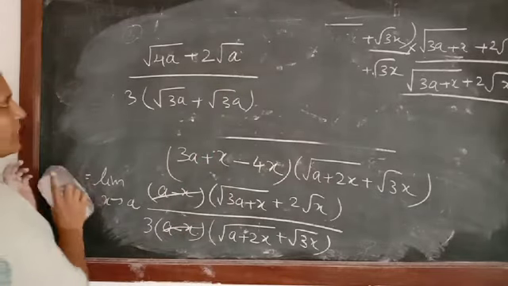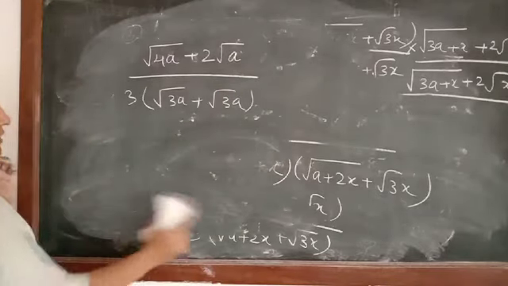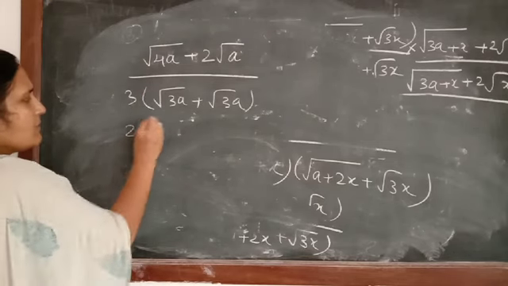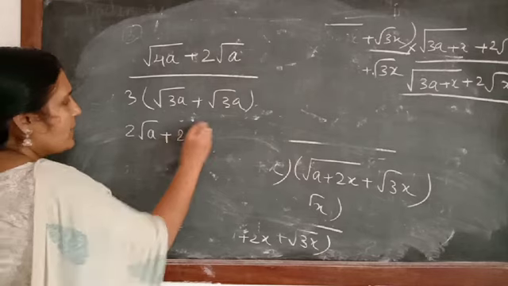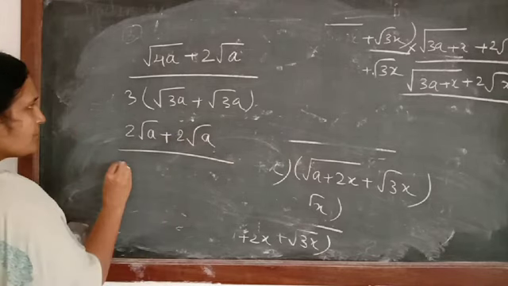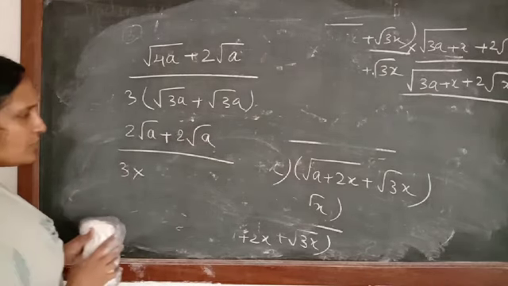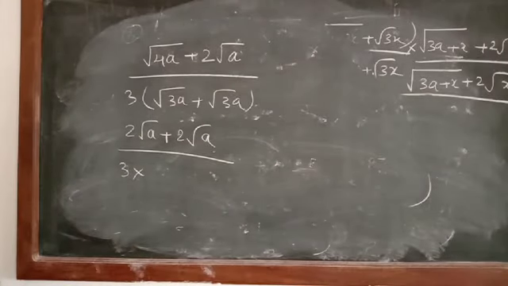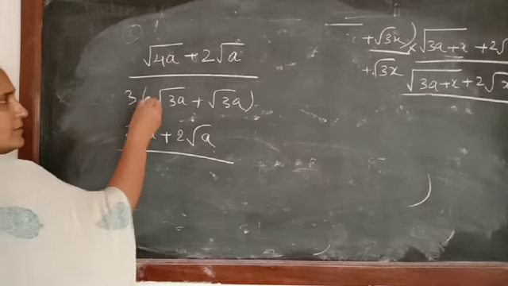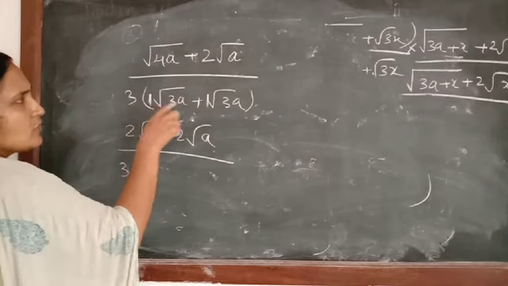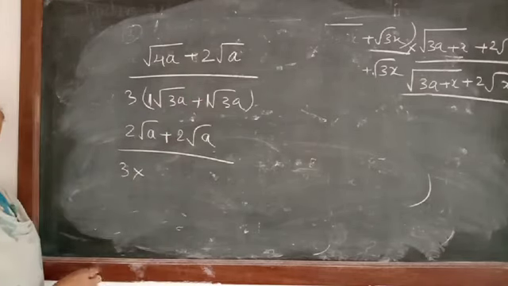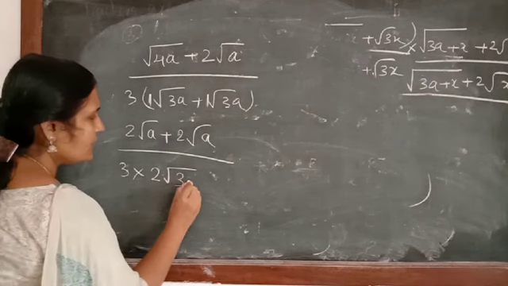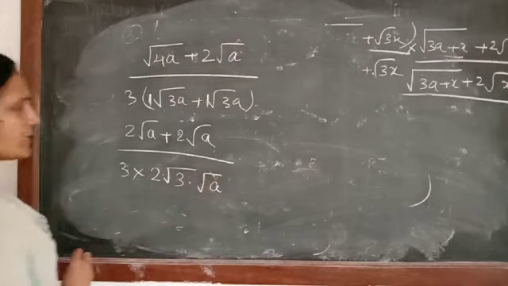Now we can simplify it. 4 root a, how we can rewrite that? Square root of 4 is 2. So it can be written as 2 root a plus 2 root a, by 3 into here root 3a plus root 3a. What will be that one? Root 3a plus root 3a, the number is there means that is 1. So 1 root 3a plus 1 root 3a, that will be equal to 2 root 3a. It can be written as root 3 into root a.